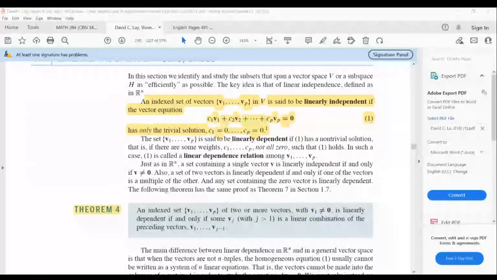So what we just showed here was we demonstrated theorem 4. If you have a linearly dependent set of vectors, one of the vectors will have to be a linear combination of the preceding vectors. Okay, it just has to be that way. Now, let's talk about what a basis is.